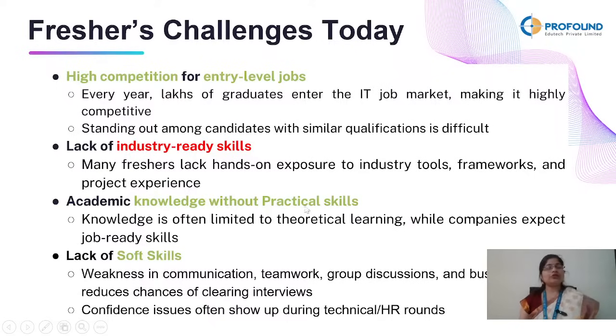Then, academic knowledge without practical skills. We have theoretical knowledge. Suppose you got a distinction or your CGPA score is 9+, 8+ or something like that. Theoretically you know everything, but practically you are lagging behind. Knowledge is often limited to theoretical learning while companies expect job ready skills. Companies expect that you should be ready directly to get the job. Once you have joined, immediately you should be able to start working. Obviously they will provide some training, but they expect that after 1-2 months of training you should be able to start working directly.